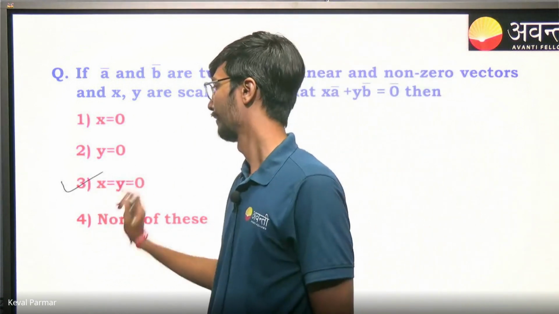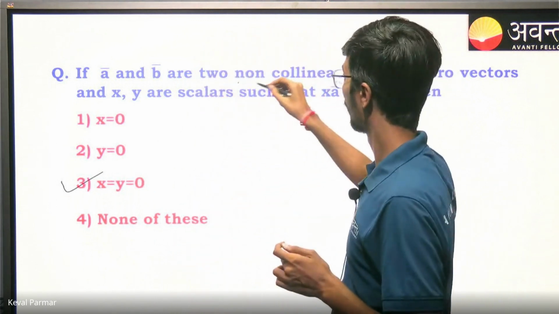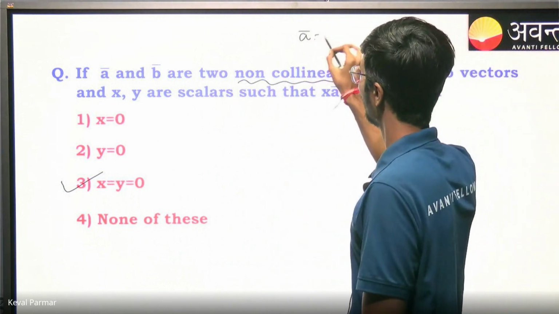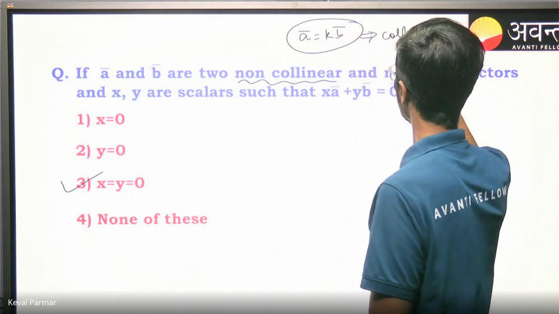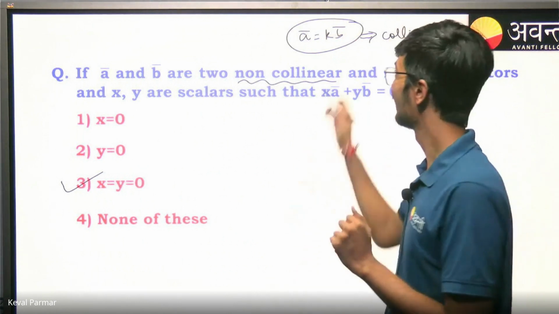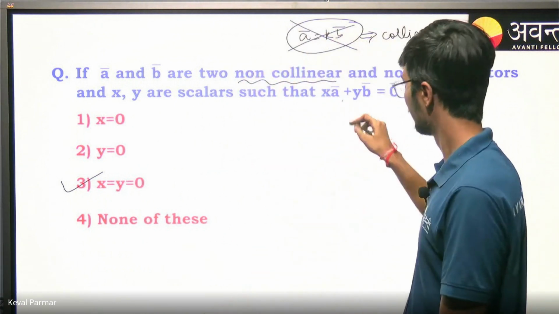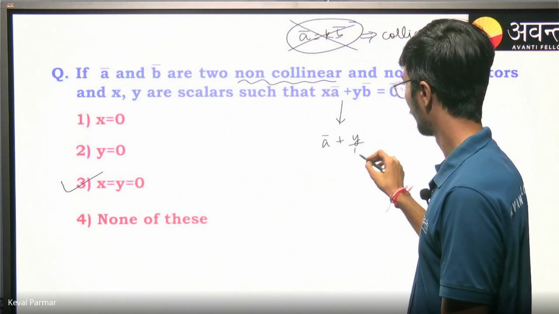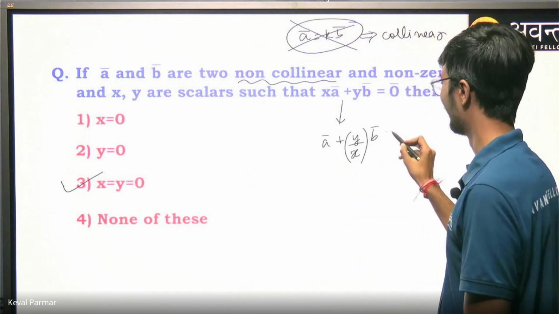It is the right answer. I hope your explanation is the same as the one I'll give. See, A bar and B bar are given as non-collinear vectors. Now, we know that I can write A bar equals K times B bar only when the vectors are collinear. So if the vectors are not collinear, that means I cannot write A bar equals K times B bar. See this? X is a scalar. I can divide by X. I'll get A bar plus Y upon X times B bar equals 0 bar.